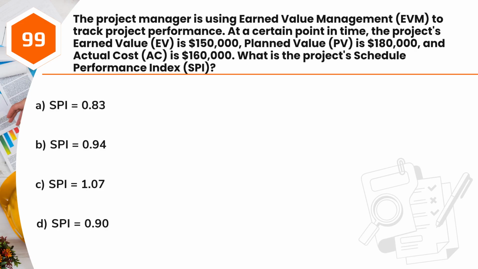Question 99. The project manager is using Earned Value Management, EVM, to track project performance. At a certain point in time, the project's earned value, EV, is $150,000, planned value, PV, is $180,000, and actual cost, AC, is $160,000. What is the project schedule performance index, SPI? A. SPI equals 0.83. B. SPI equals 0.94. C. SPI equals 1.07. D. SPI equals 0.90.